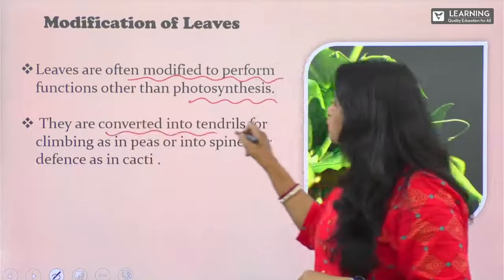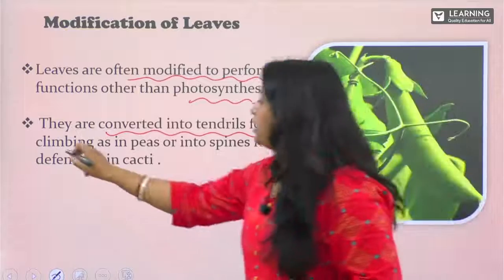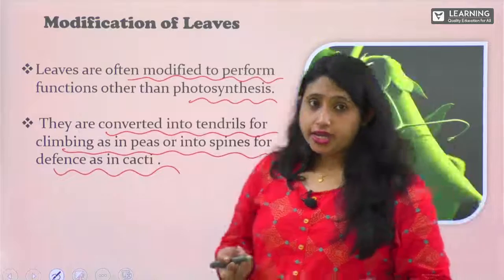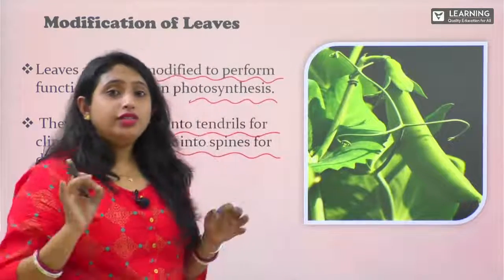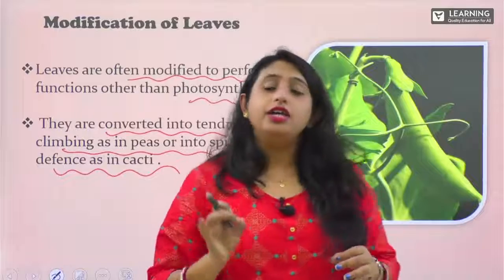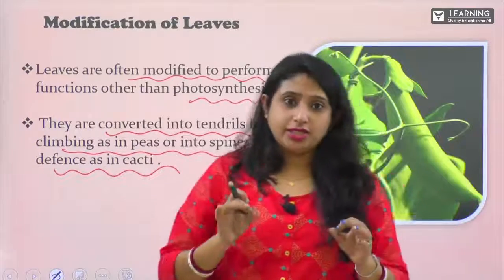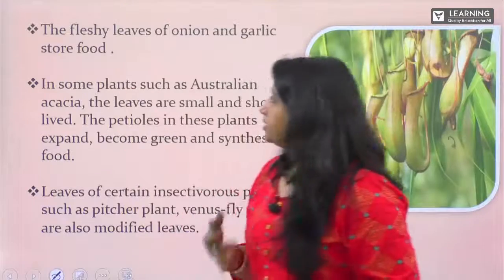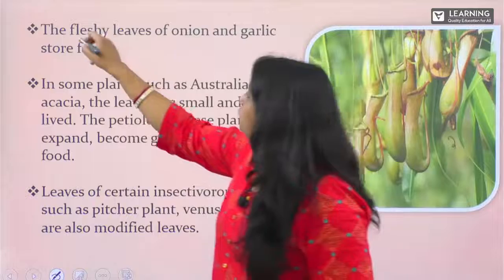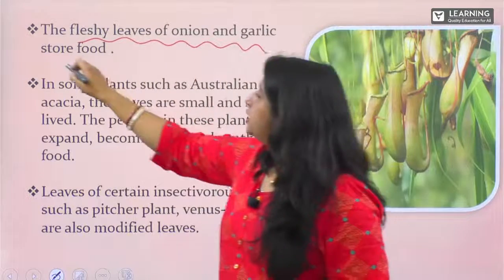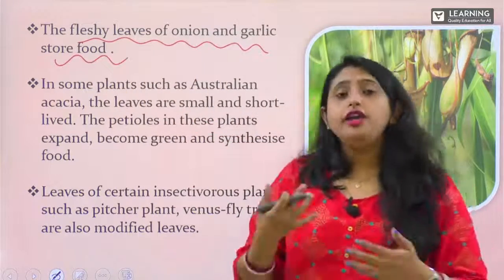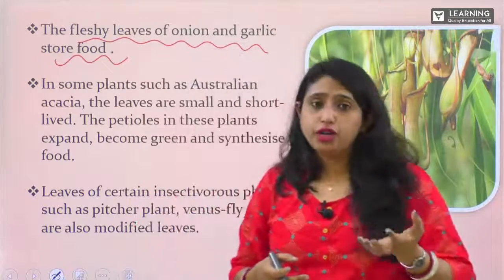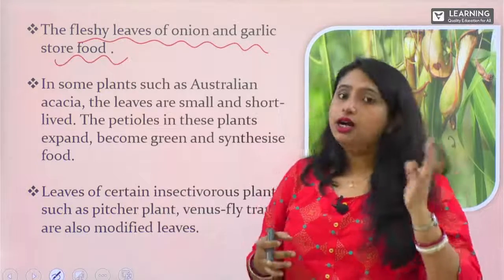In order to provide support to the plant, right? So they are converted into tendrils for climbing, as in pea, or into spines for defense, as in cacti, right? In the case of cactus, you will see the small spines, right? So they are for defense, okay? So that they can protect themselves from the prey. Yes. Some leaves, like the fleshy leaves of onion and garlic, modify themselves in order to store food.